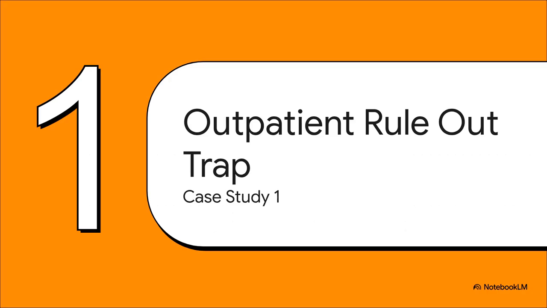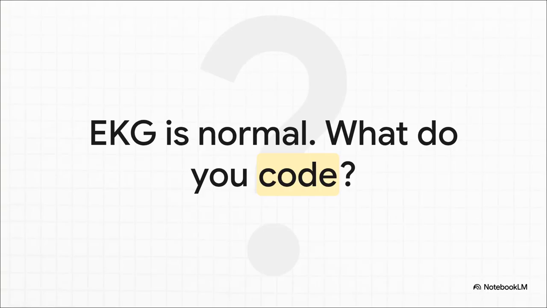Case Study 1, Outpatient Rule-Out Trap. Let's move straight to our first high-yield scenario. Picture this. We've got a patient coming in for an outpatient evaluation of acute chest pain, specifically to rule out a myocardial infarction. But the EKG and cardiac enzymes come back totally normal. The physician ultimately documents musculoskeletal chest wall tenderness, likely strain. So ask yourself, what do you code here?